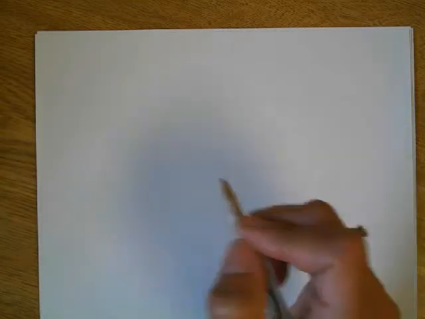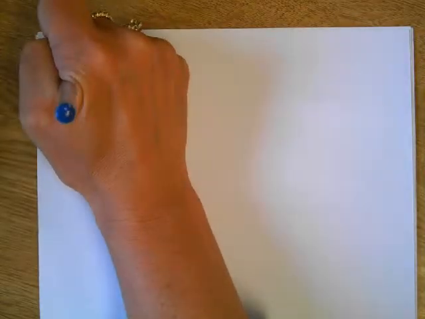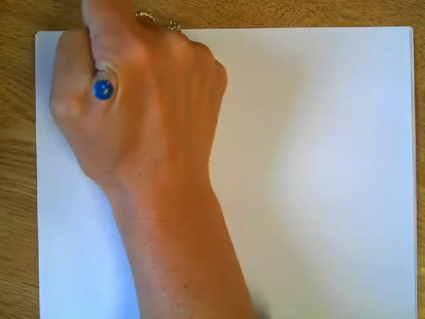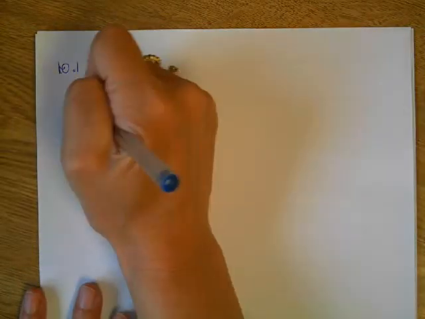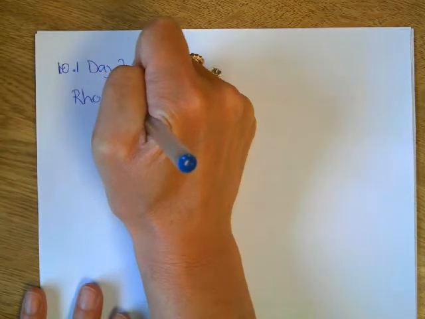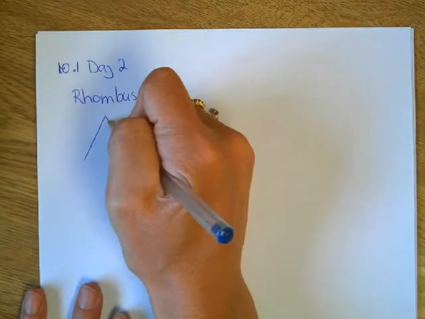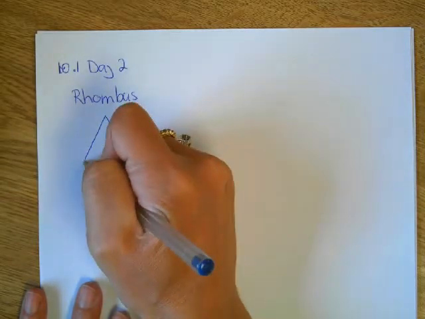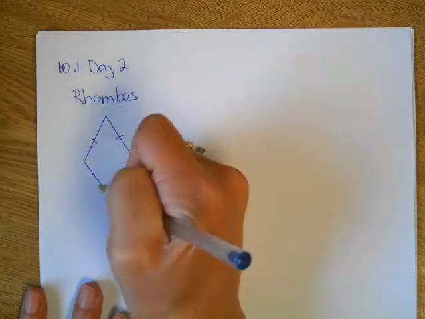Okay, moving on to 10.1, day 2. Let's see, 10.1, day 2. Alright, 3 new shapes today that we're going to work with for area. We've got our rhombus. And if you remember, a rhombus was a parallelogram with 4 equal sides. Kind of looks like a diamond.